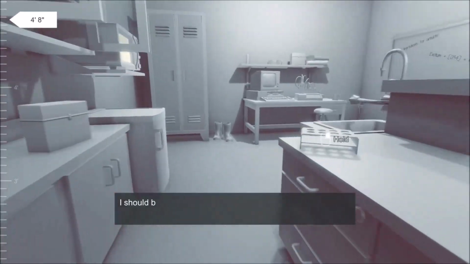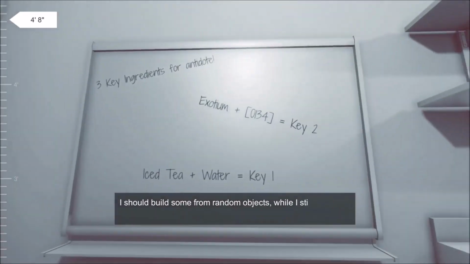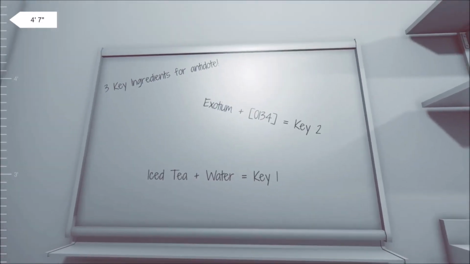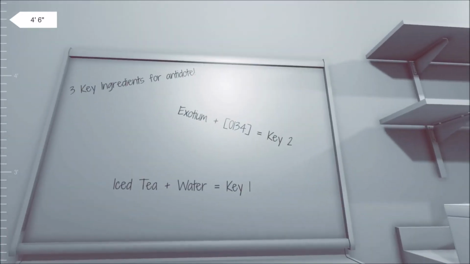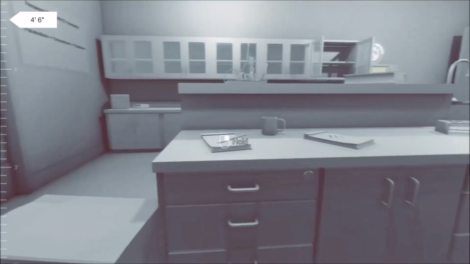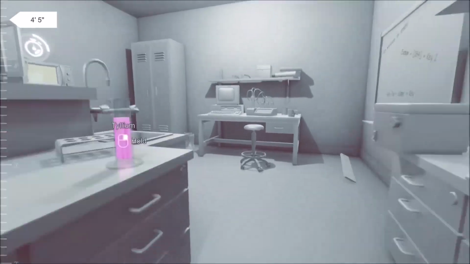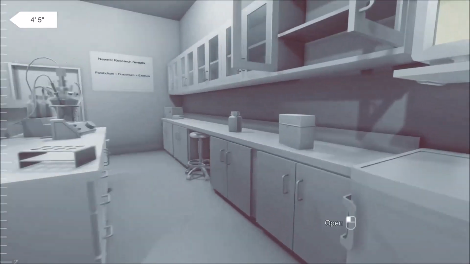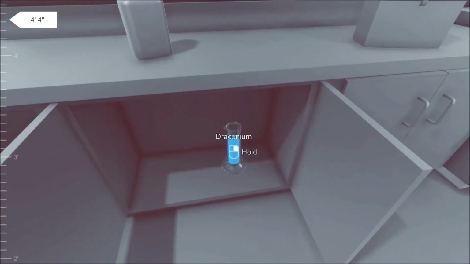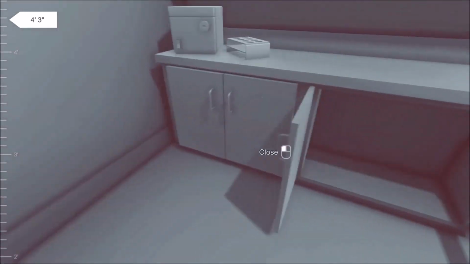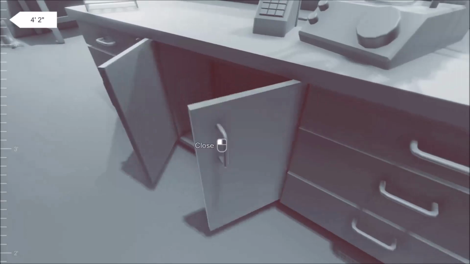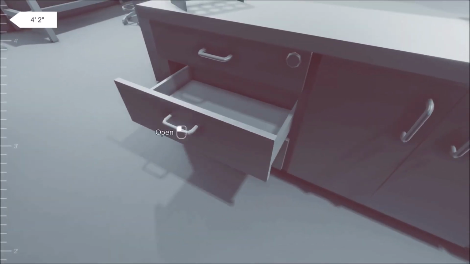Iced tea. I need to make iced tea. So I've got water. In fact, let's do that one. Exotium at 0134. Where was exotium? Do I have that or not? I can feel myself shrinking. I can literally feel myself shrinking here. Oh, what's this? Draconium. No. Oh, no. I'm going to run out of time, aren't I? I can feel it.